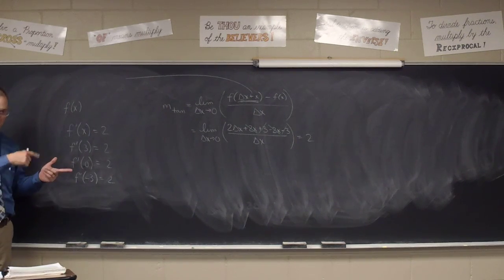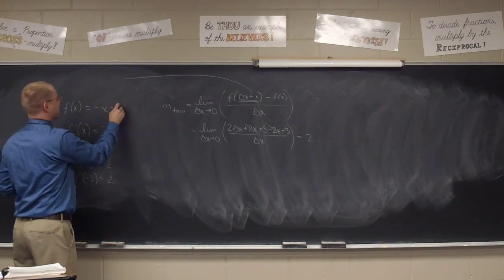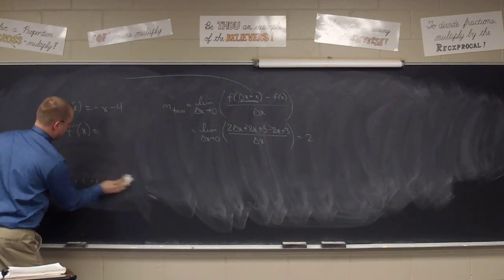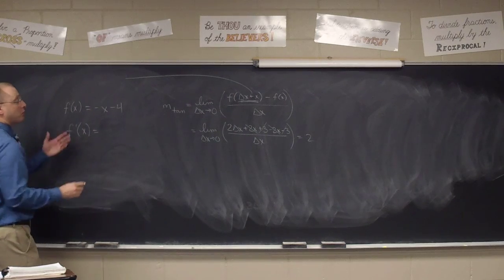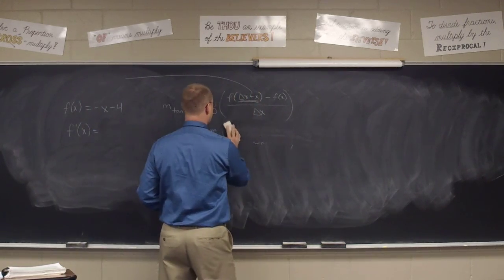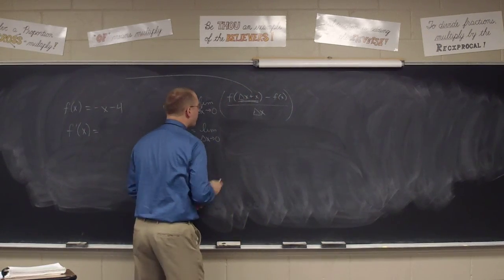See how this is setting it up? Okay, so let's go to the next one now. F of x equals negative x minus 4. And again, I know we already know the answer, but let's go through it anyway. We want the first derivative, or the slope of the tangent. So let's see how the math works out.